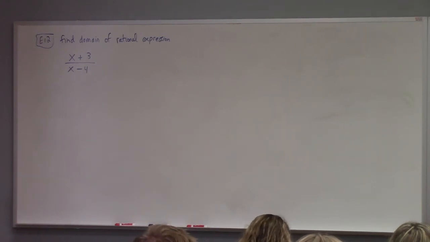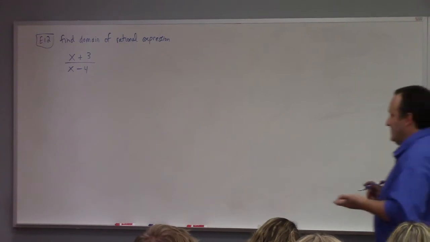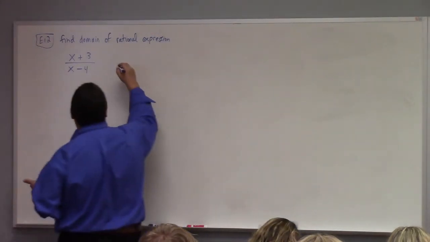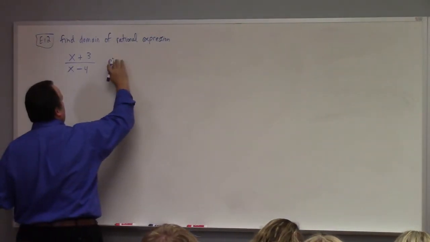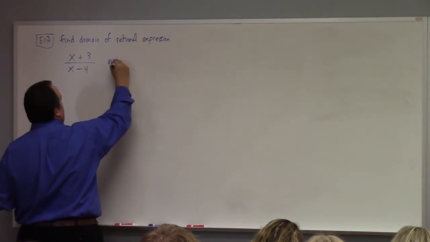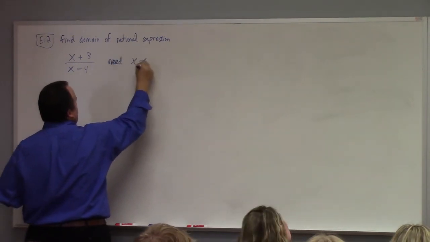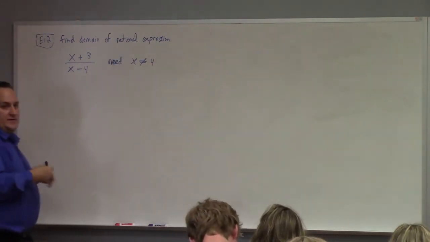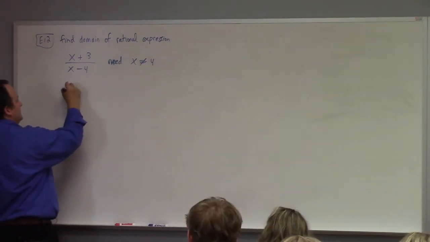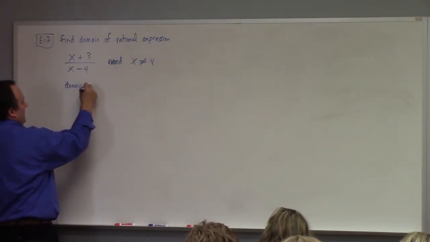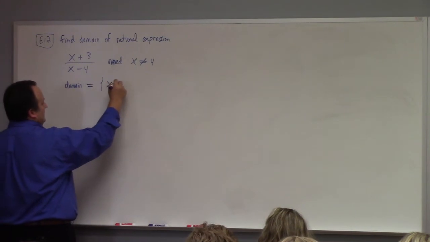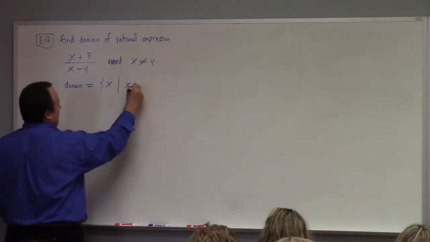What can we not have? 4. Right, we need 4, exactly. We need x not equal to 4, right? So that means that the domain is equal to x such that x is not equal to 4.